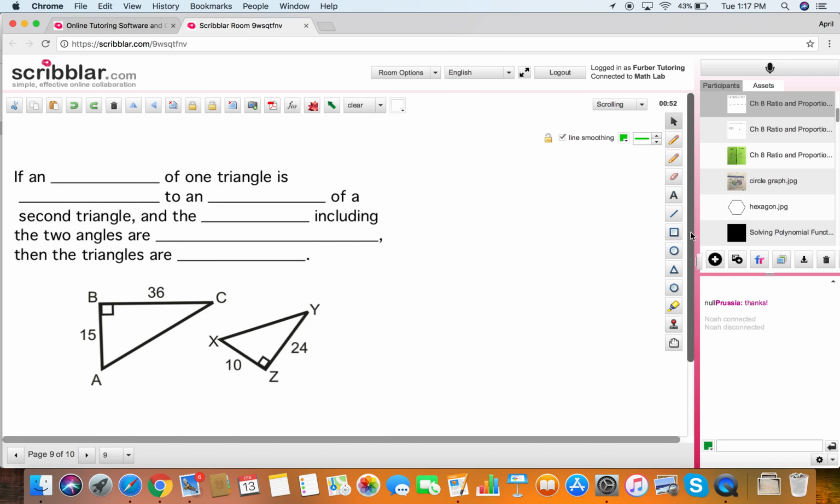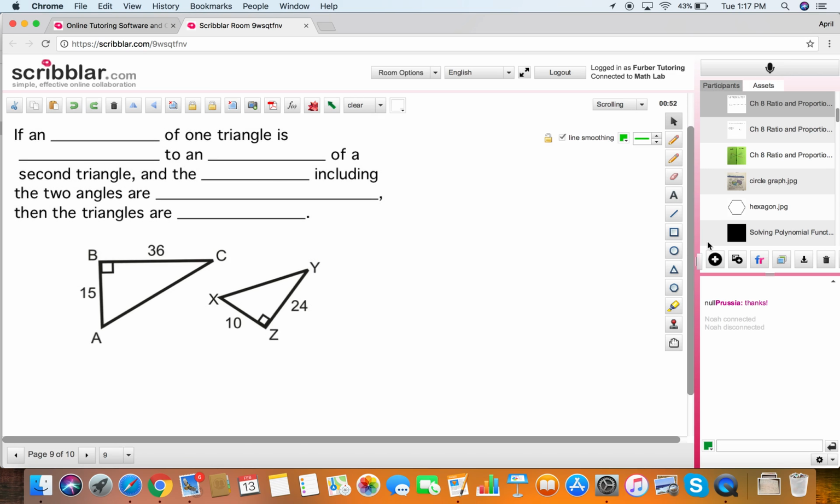All right, so let's talk about the side-angle-side similarity theorem. The side-angle-side similarity theorem says if an angle of one triangle is congruent to an angle of a second triangle, and the sides including the two angles are proportional, then the two triangles are similar.